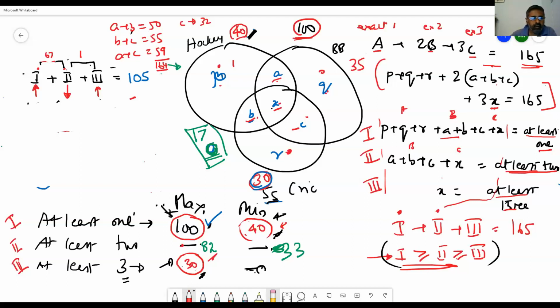So what do we have to do? We have to minimize this and maximize this. How do you maximize this? One, obviously, we can take this as 100. This maximizing means minimum, so we can take this as 0. You can maximize in multiple ways.